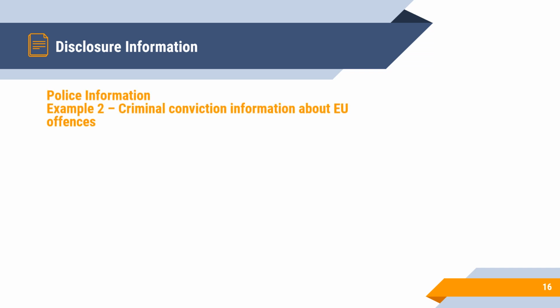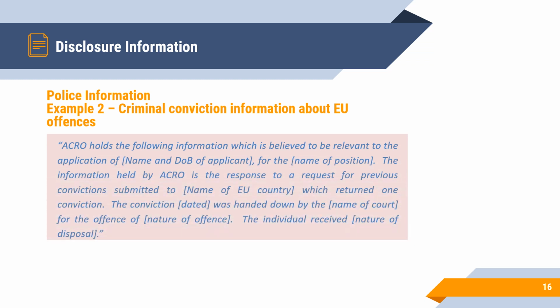The second of these clusters is information that has been provided by one of 15 EU countries that AccessNI make referrals to, if that country is the applicant's country of origin and they are seeking to work with children in Northern Ireland. These referrals are facilitated by ACRO, and a disclosure might read something like that displayed on screen.